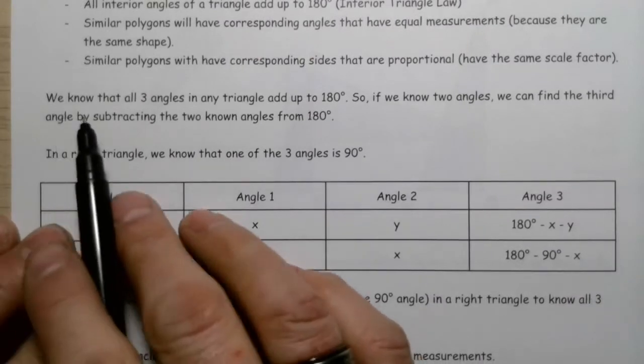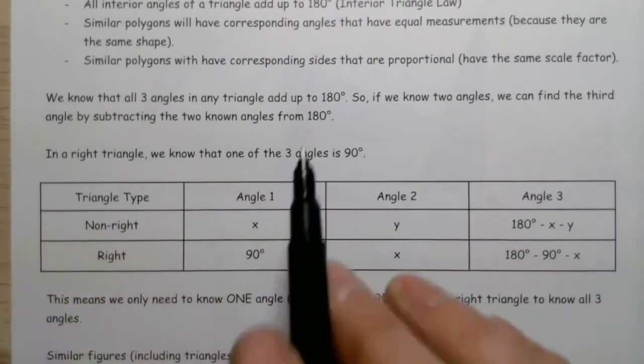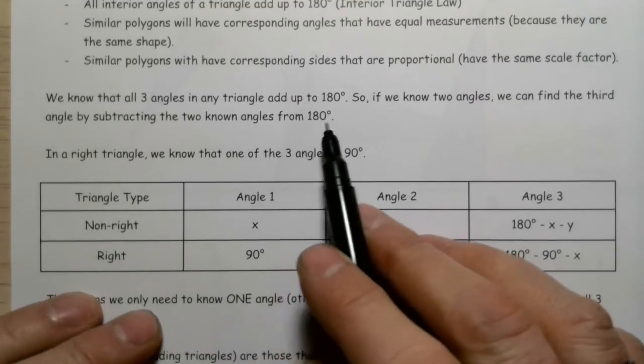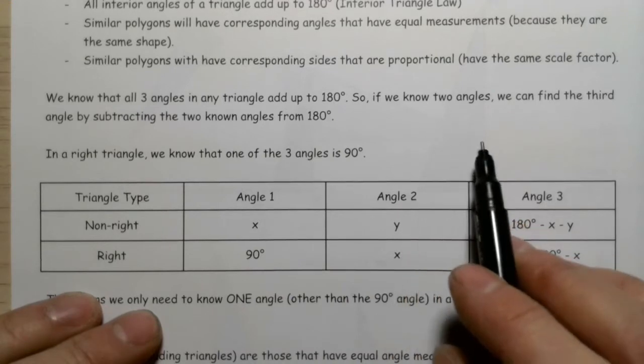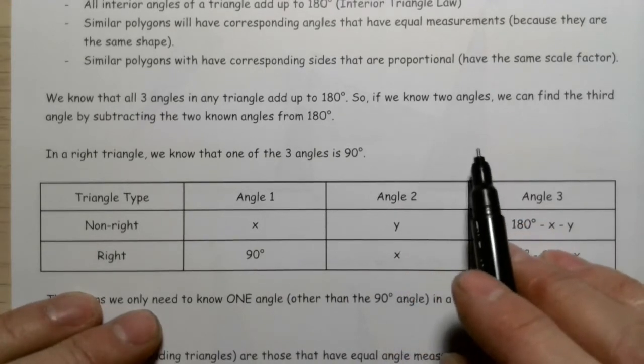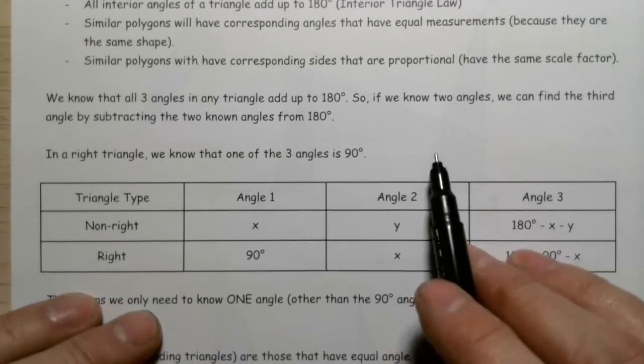Now, because we know that all three angles in a triangle add up to 180, if you know two of the angles, you can always find the third by subtracting the two that you know from 180. So if I've got A, B, C adding up to 180, and I know A and B, I can figure out what C is by just going 180 minus those two.